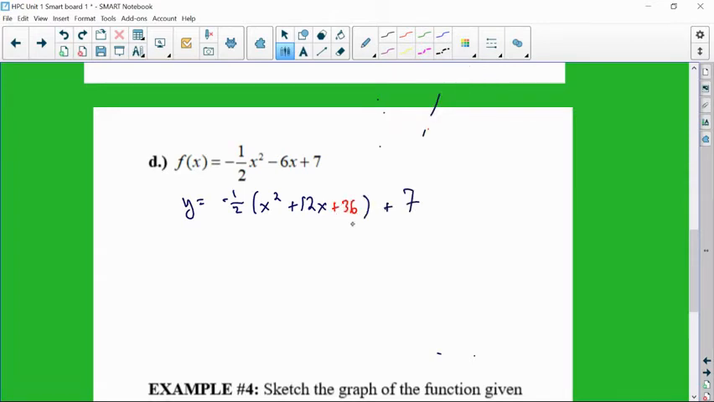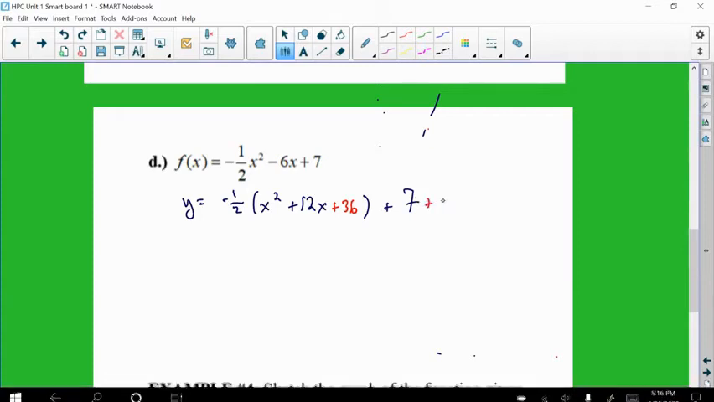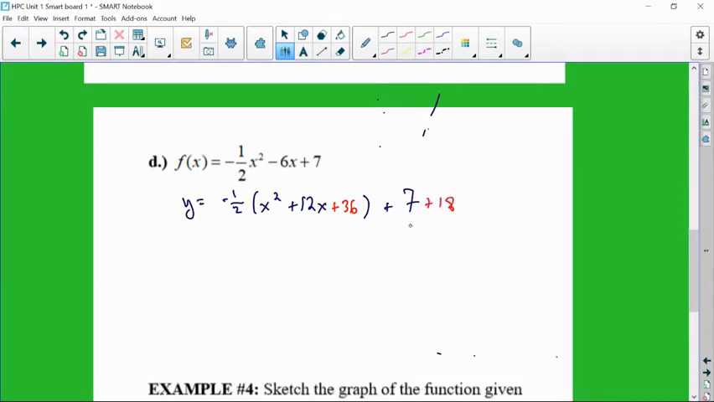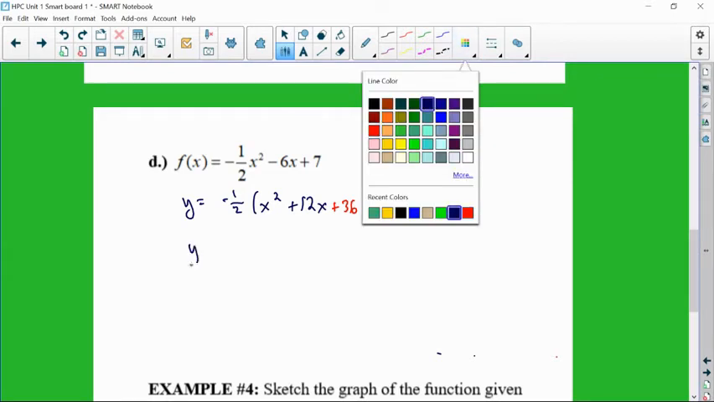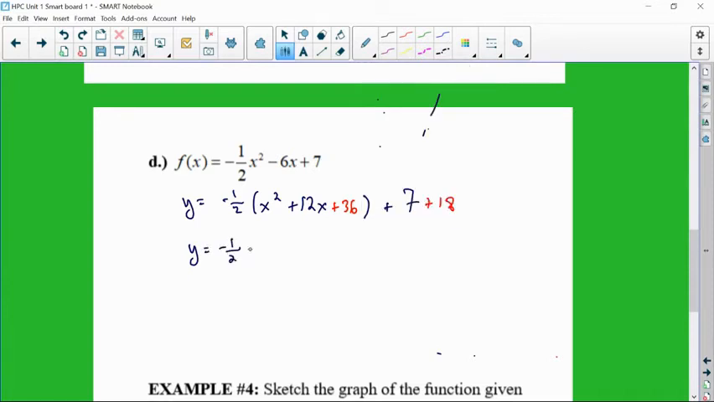But remember, it's not a real 36 we're adding. This 36 is in disguise because the 36 is also under the influence of that negative 1/2. So that actually is a negative 18, right? You've just added a fancy negative 18 here. So now we have to counterbalance that with a positive 18. So this 18 and the negative 18 cancel, so it's a value of 0. And that's what we want, a net change of 0. And then we group this, negative 1/2, and that's (x plus 6) squared, and then 7 plus 18 is plus 25. So now our vertex, had we needed to label it, is negative 6, comma 25.